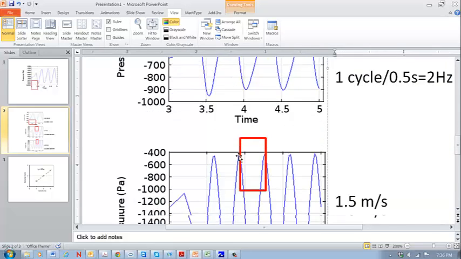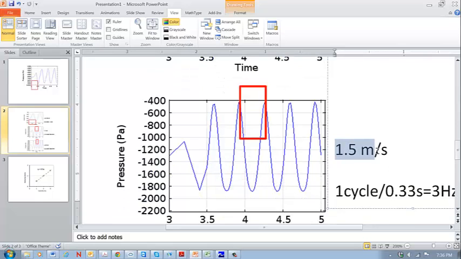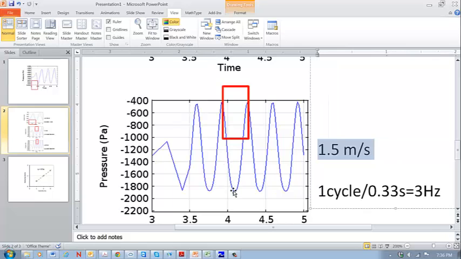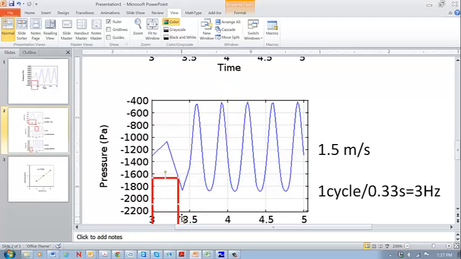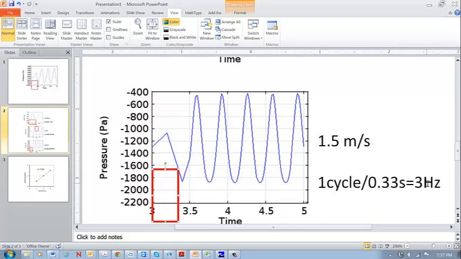And I can go down here. This is a faster flow rate, 1.5 meters per second. That was the flow rate, the velocity that I used in the COMSOL model. And here's the signal that I pasted from the COMSOL model, and I determined the period peak to peak again, and I had to estimate that. It looks to me like it's about a third of a second. So one cycle in a third of a second is a frequency of 3 hertz.